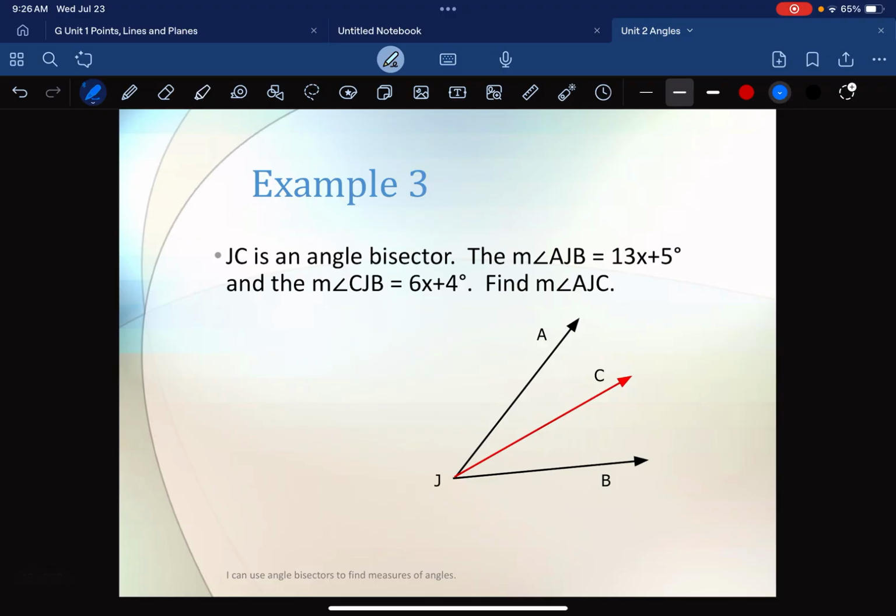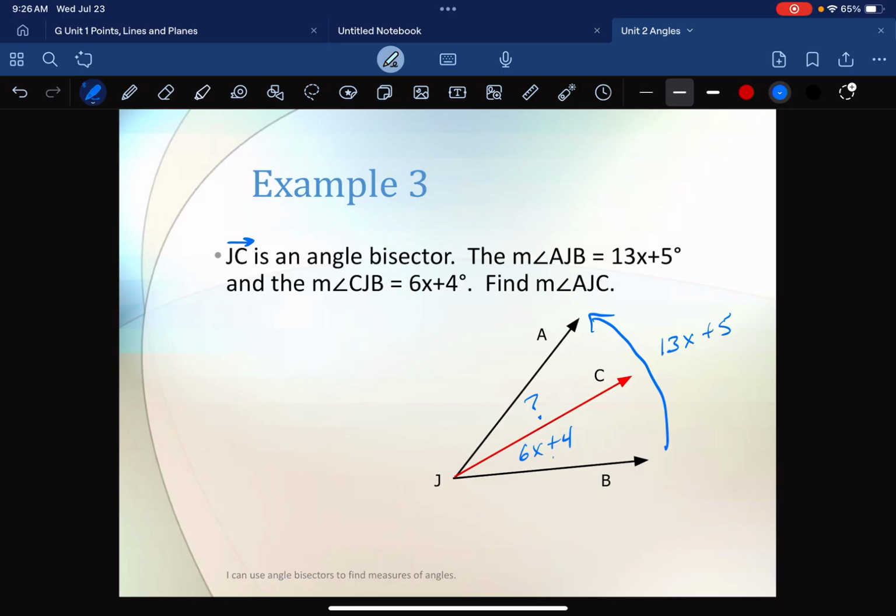Sometimes they get a little more complex than that. You know, those are simple ones. Once again, we have JC is an angle bisector. So when I hear those words, I have to think two equal angles. They're telling me AJB, that's this angle again, is 13x plus 5. And then they're saying that CJB is 6x plus 4. And they want us to find the measure of AJC.